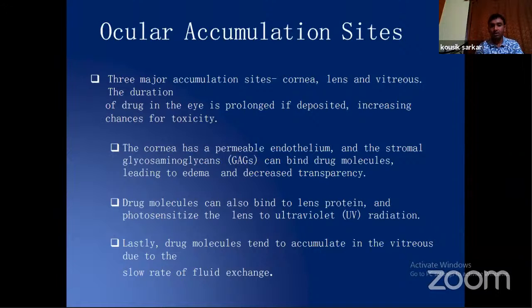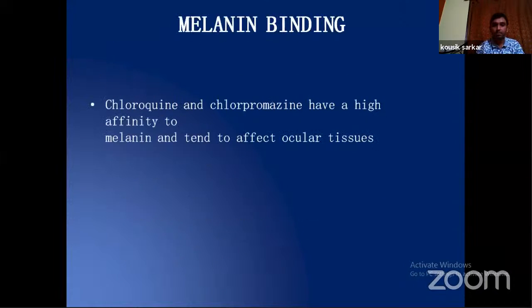Drug molecules can also bind to lens protein and photosensitize the lens to ultraviolet radiation and cause lenticular opacity or cataract formation. And lastly, the drug molecules tend to accumulate in the vitreous cavity due to slow rate of fluid exchange. Some drugs like chloroquine and chlorpromazine have a high affinity to melanin inside the eye, and they also tend to affect the ocular tissues.